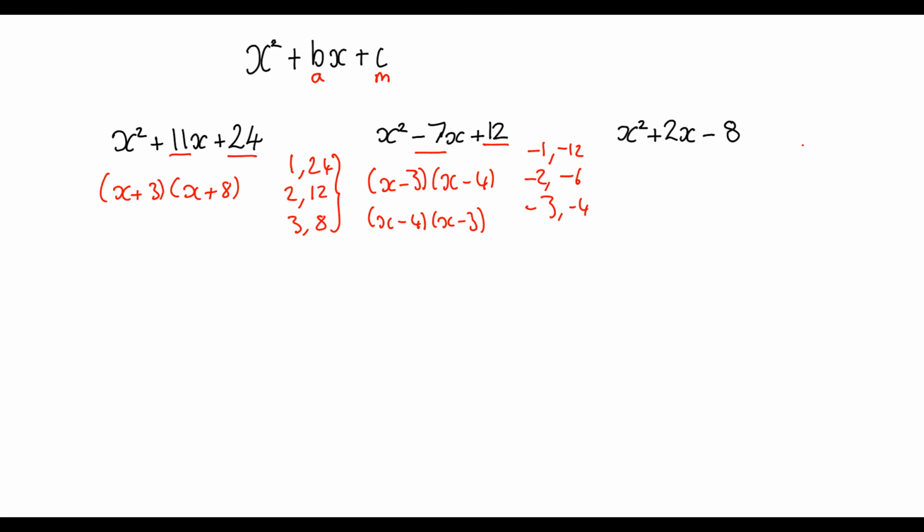So let's go minus 1, let's get rid of that. Minus 1 and 8, minus 2 and 4. Well, that's my answer, isn't it? So I've got x with a negative 2 and x with a positive 4.